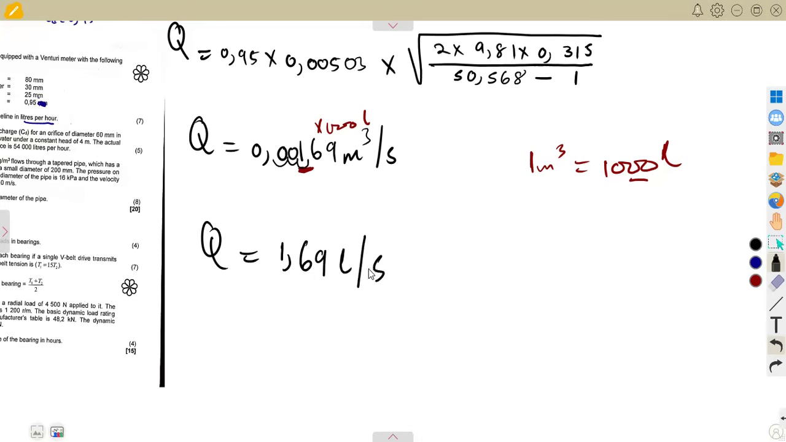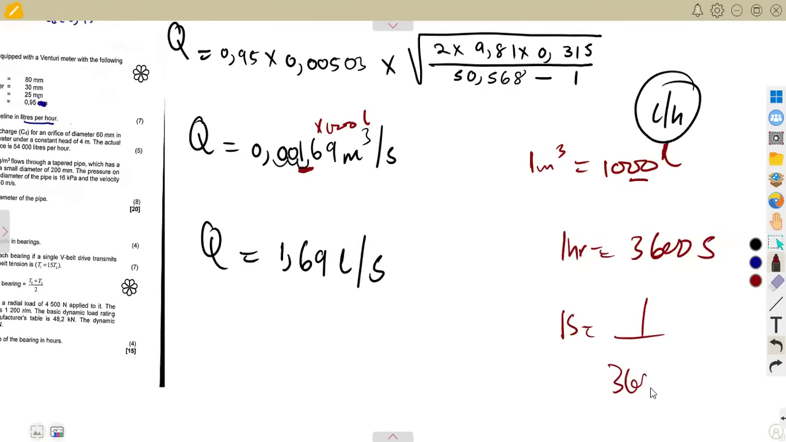We are now in liters per second, but remember, we need liters per hour. So how do you convert to per hour? 1 hour is equivalent to 3,600 seconds. A second is equivalent to 1 over 3,600 hours. So either you divide by 1 over 3,600 or you just multiply by 3,600.